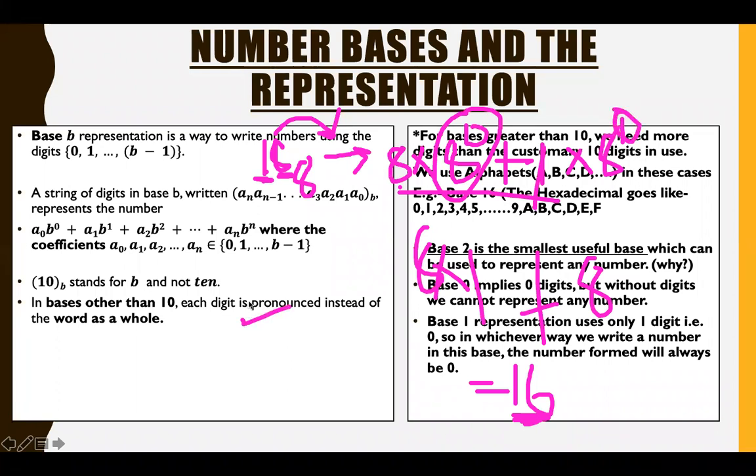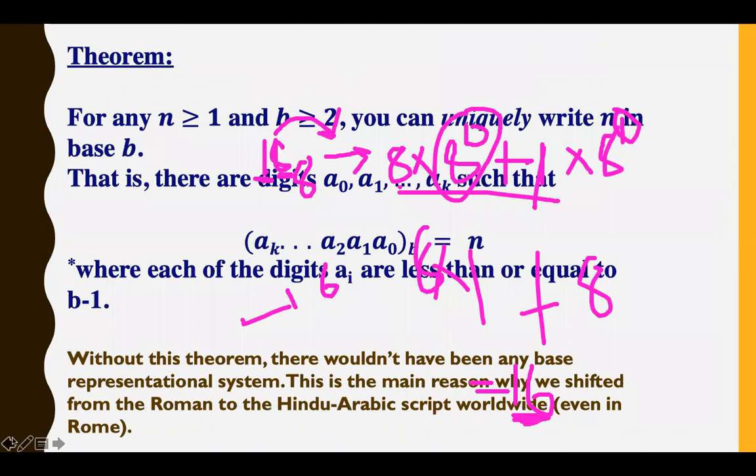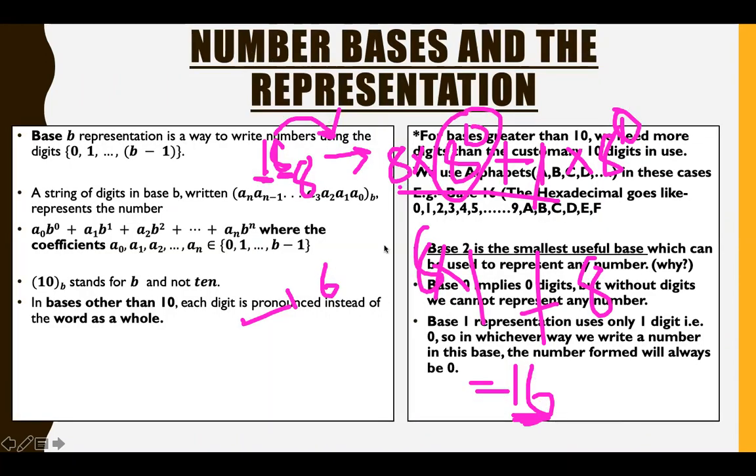Suppose you have 216 in base 7. This number will symbolize 6 times 7 to the 0, then 1 times 7 to the 1, then 2 times 7 squared. So that's actually the method.